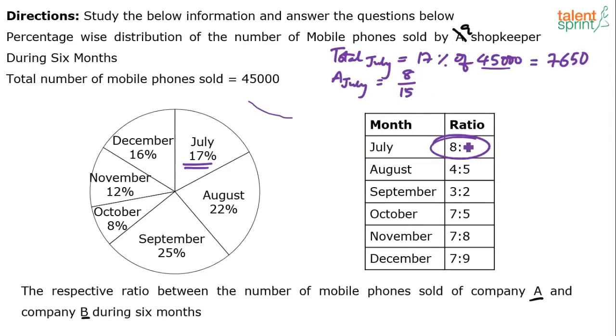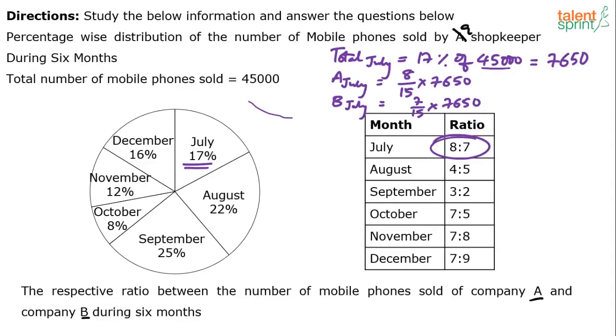Out of every 15 phones sold, that's the meaning of a ratio. When you say 8:7, 8 parts go to company A, and the remaining 7 parts go to company B. So if 15 parts were sold, 8 parts belong to A, 7 parts belong to B. So 8 out of 15, where 15 is 8 plus 7, multiplied by the total value for July, which is 7,650. Similarly for B in July: 7 out of 15 into 7,650.